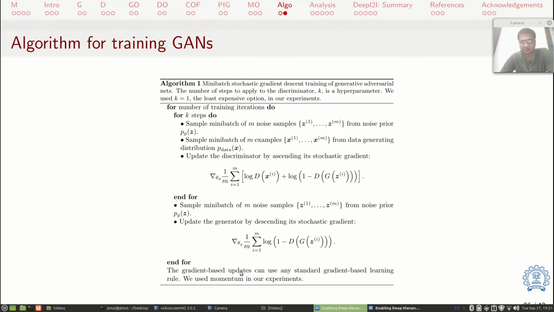Now this is the algorithm for training of GANs. We sample a mini batch of m noise samples from the noise prior, and we sample m examples from the data generating distribution p data of x, and we update the discriminator by ascending its stochastic gradient using this. Then we sample a mini batch of m noise samples from the noise prior and update the generator by descending its stochastic gradient. So it is playing a zero-sum game by repeatedly getting a better and better discriminator as well as generator.